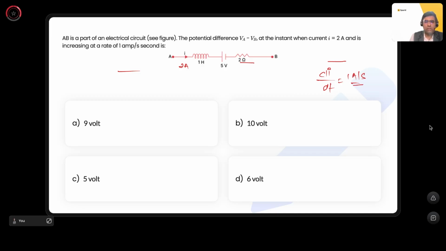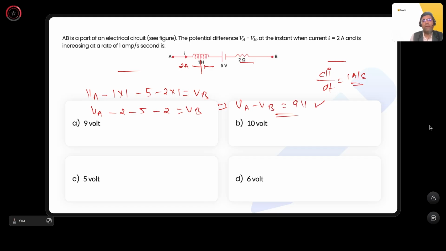All right. So let's write the equation. So VA minus L di by dt, 1 into this will act like an opposite battery like this because the current is increasing. Di by dt is also 1. So minus 5 minus 2 into 1 will be equal to VB. So this will become VA minus 2 minus 5 minus 2 is equal to VB. And from here, VA minus VB will come out to be 9 volts. So again, a very easy question, a standard question. You just have to practice it. All right. Next question.